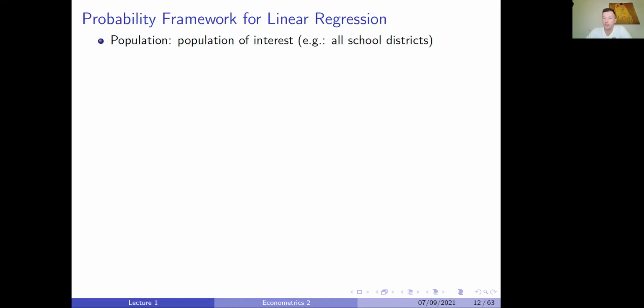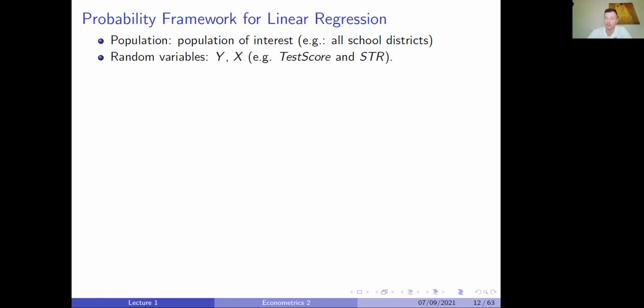Now, if you want to work with the linear relationship, we need to understand the probability framework of this linear regression. This is a repetition of the first part, actually of the whole idea of the mathematical statistics course. So first of all, what is the population? The population of interest is a collection of all objects of interest. In our particular example, all school districts.